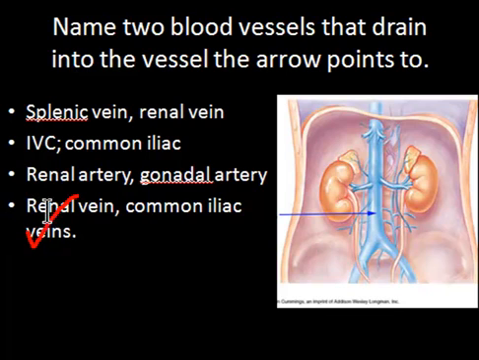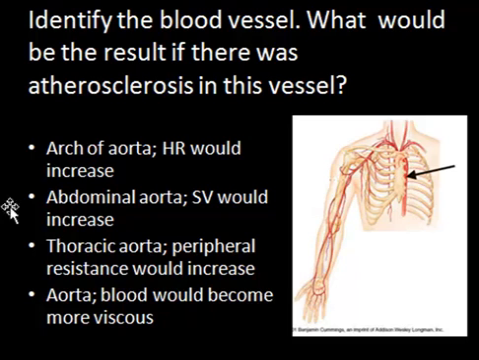Now let's look at the next question. So here we're looking at this question where it asks you to identify the blood vessel, and then there's a secondary part to it, which is physiology. What would be the result if there was atherosclerosis in this vessel?